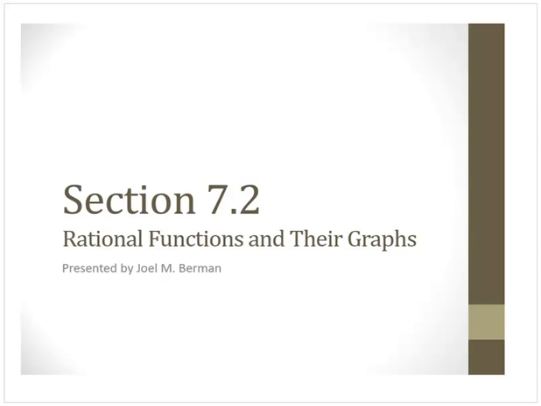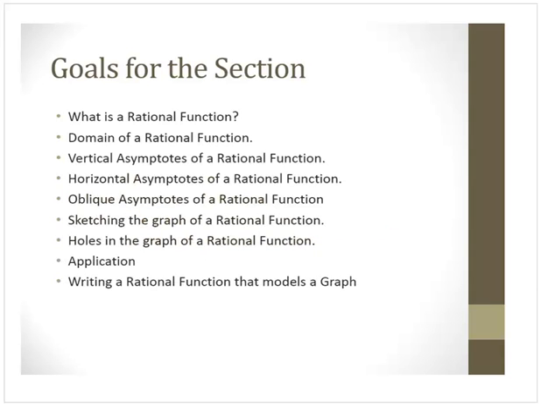Section 7.2, Rational Functions and their Graphs. In this section we will discuss what a rational function is, determine the domain of a rational function, then we'll learn how to find various asymptotes of a rational function, including vertical, horizontal, and oblique asymptotes. We'll use all that information to learn how to sketch the graph of a rational function and determine where any holes in the graph of a rational function occur.